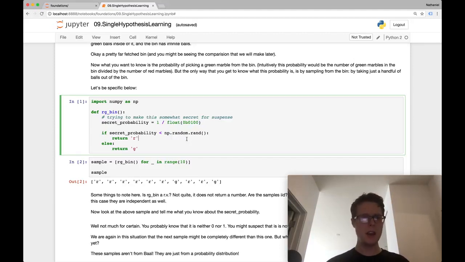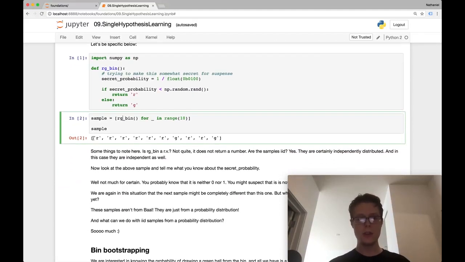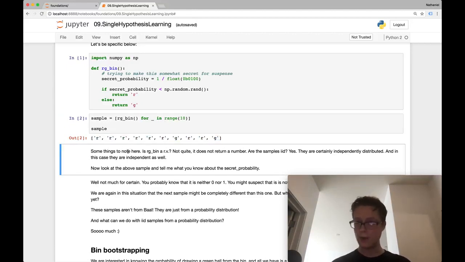So anyways, we've got this bin. I can sample from this bin multiple times to get a sample with multiple balls. In this case, we get back a sample. There's lots of red. There's a couple of green. Okay. So first question, is this bin a random variable?